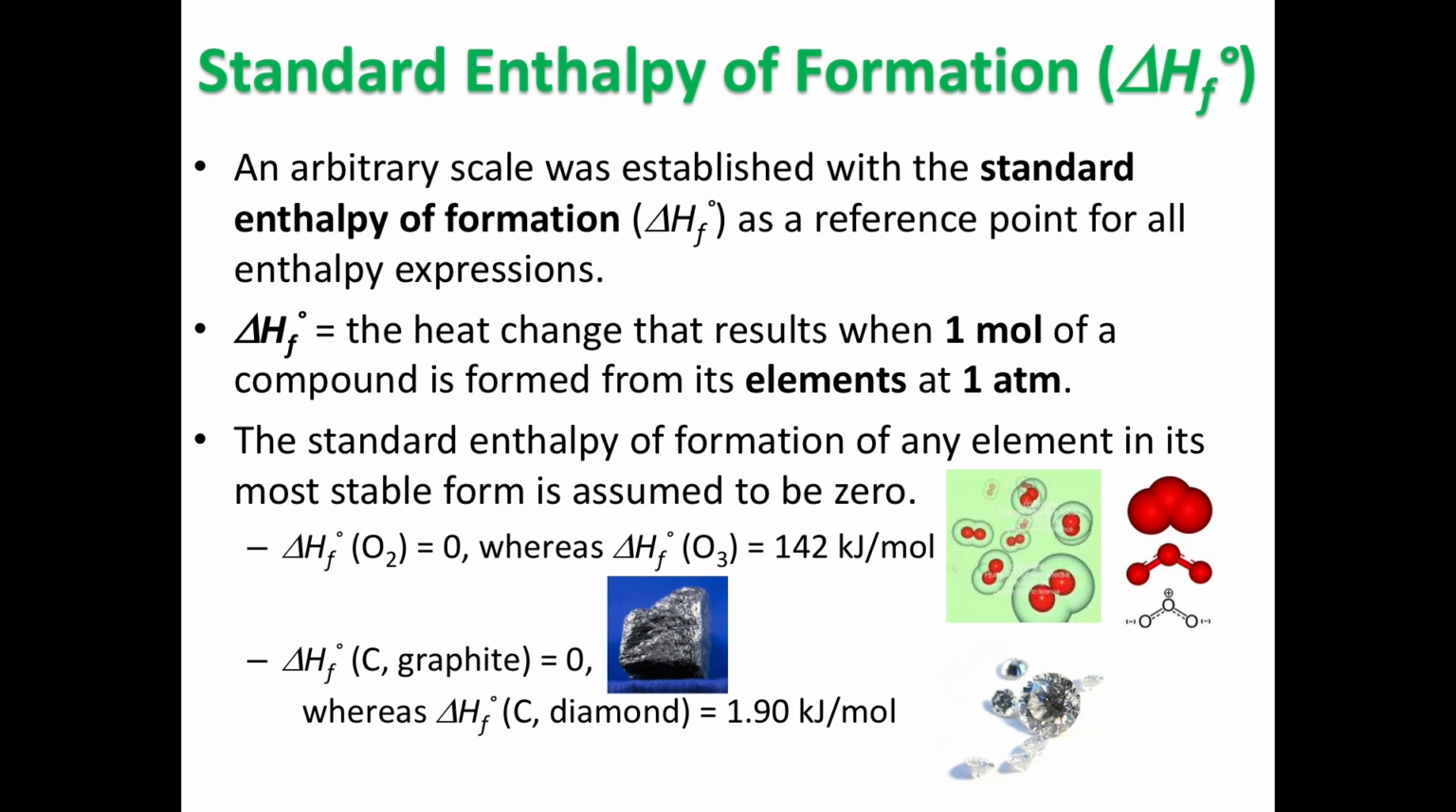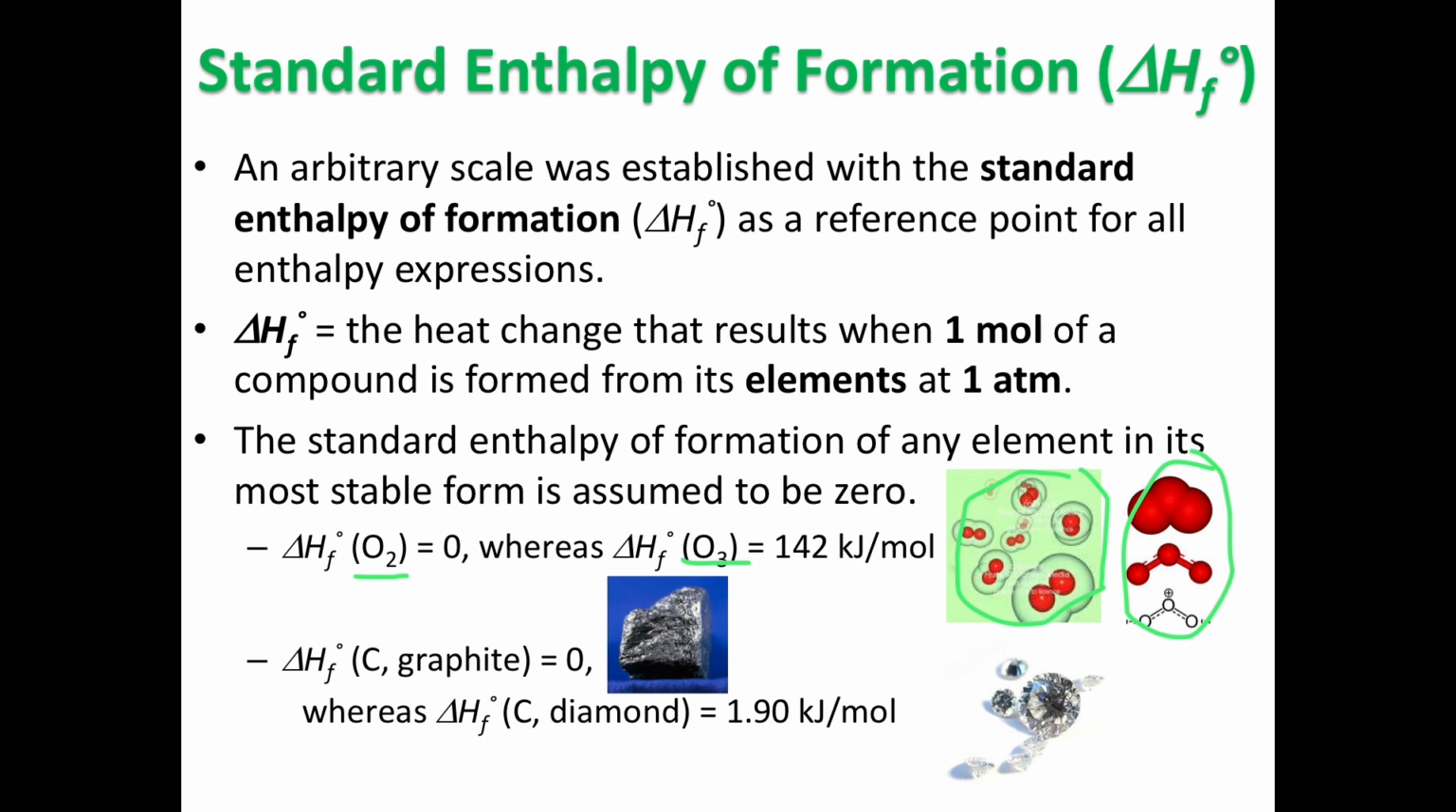For example, the enthalpy of formation of O2, which is the stable form of oxygen, pictured here, is 0, whereas a more unstable form of oxygen, ozone, O3, pictured here, has an enthalpy of formation of 142 kilojoules per mole.